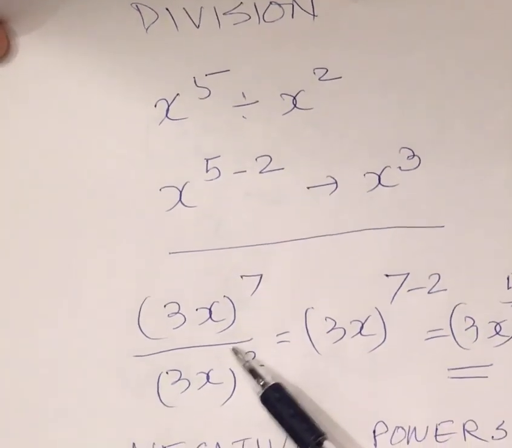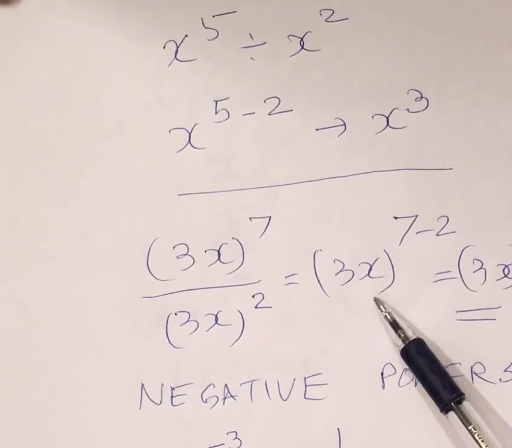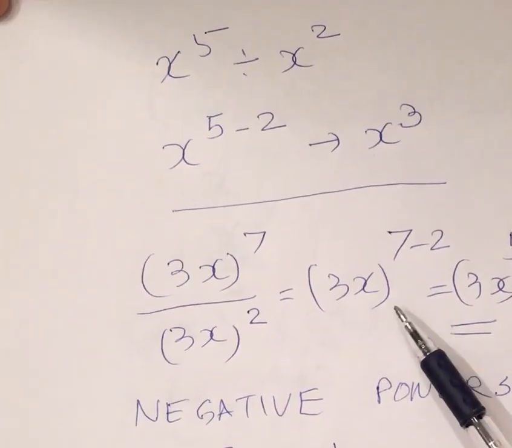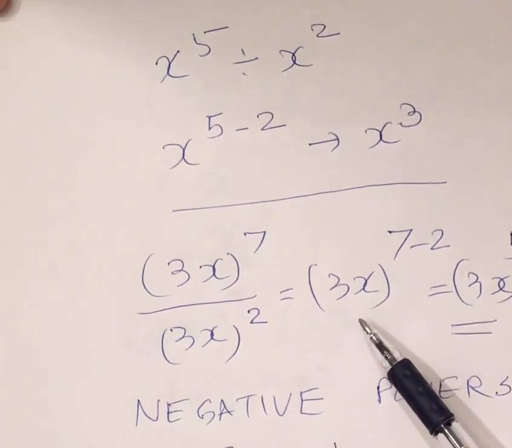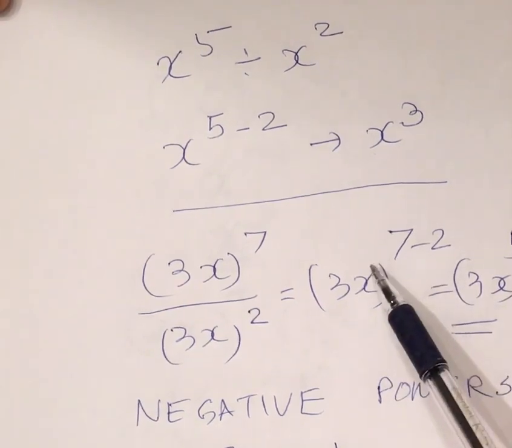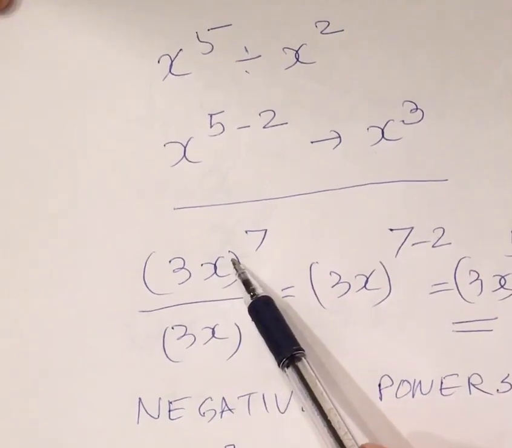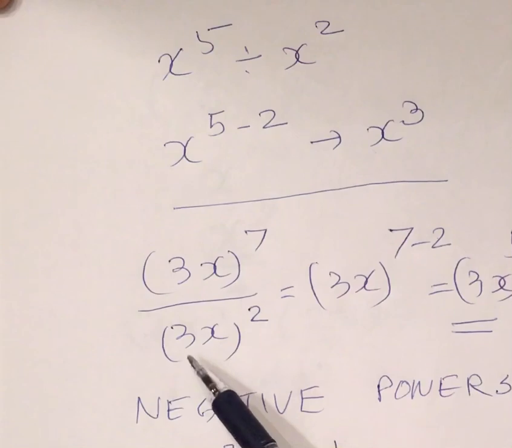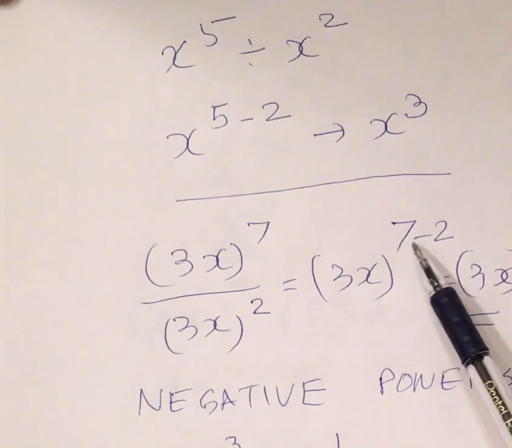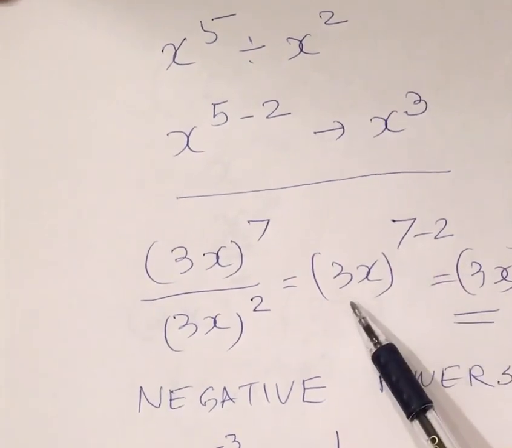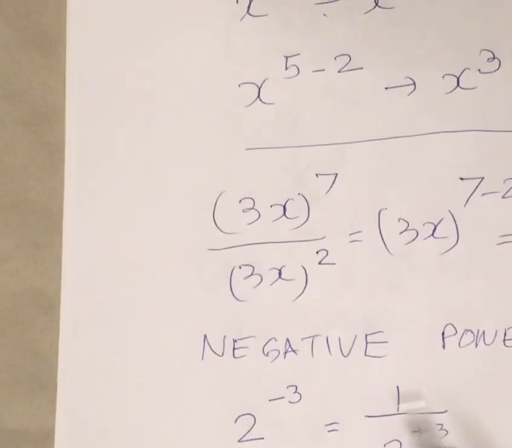Another example here. 3x in parentheses to the power 7, and we have to take away 2 from the power, so it is 3x to the power 7 minus 2. I'm repeating again, 3x to the power 7 divided by 3x to the power 2, and then we write down 7 minus 2, which is a 5 power term, and the base is 3x. The final answer is 3x in parentheses to the power 5.